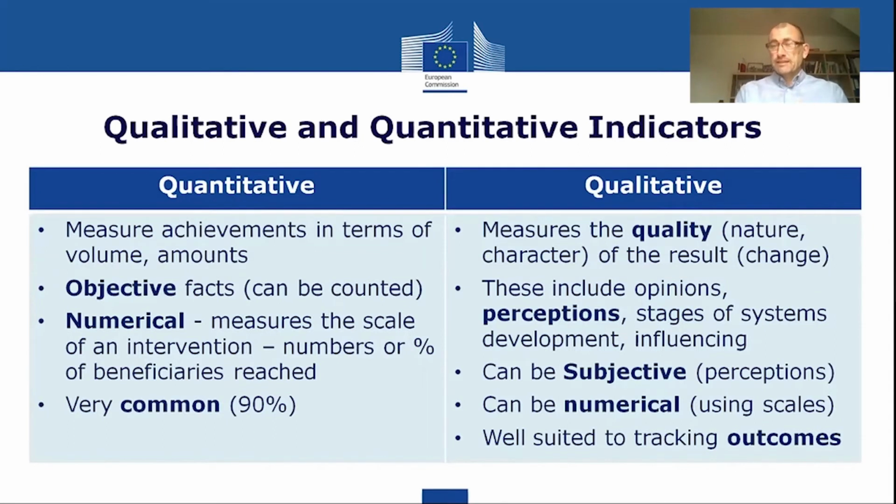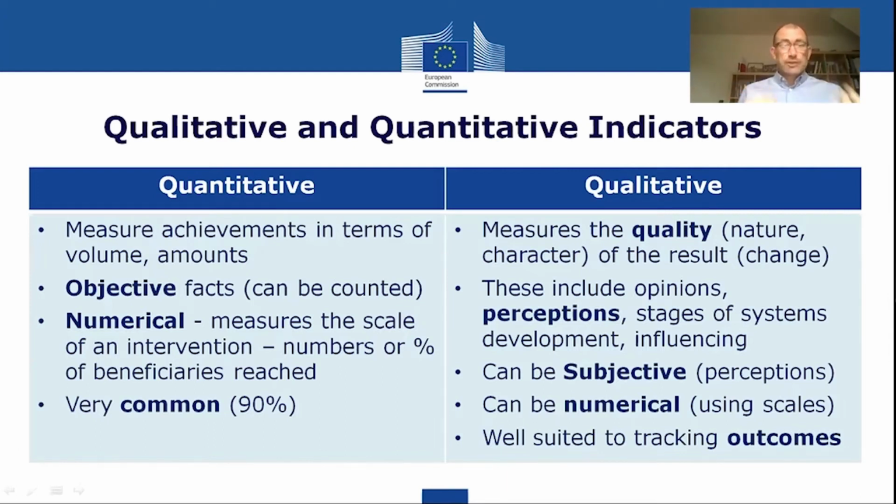And there's a good reason for that. I think because they're basically relatively easy to report on. Whereas the other type of indicators are qualitative indicators. These measure the quality of a result. So the nature or the character of the change which has happened, or the nature of the quality of our output. So these include opinions, perceptions, or stages of system development.